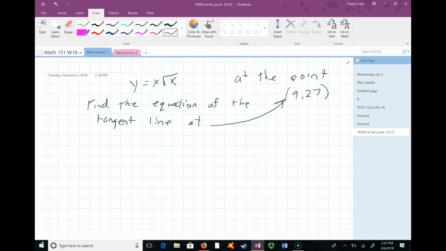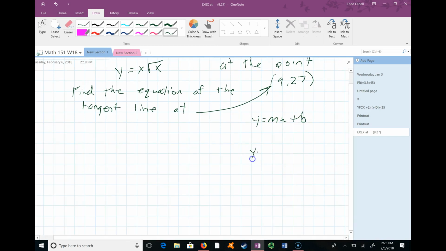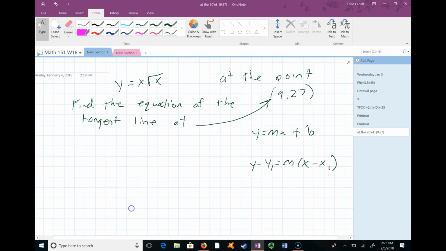Also, for the equation of the line, we can use y equals mx plus b, or we can use y minus y1 is equal to m times x minus x1. Those are the two main forms we use for writing a linear equation. This second one is going to be more useful because we have a point and we're going to be able to find a slope, and those are the two things I need to use that equation.